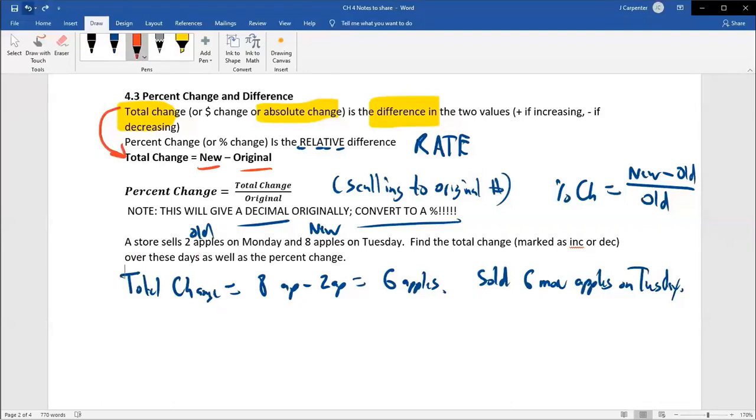So the concept of total change is cool, knowing just the pure difference of one thing versus another thing, new versus old. But percent change scales to the original quantity, so it's a lot easier to think of it in terms of a relative change.